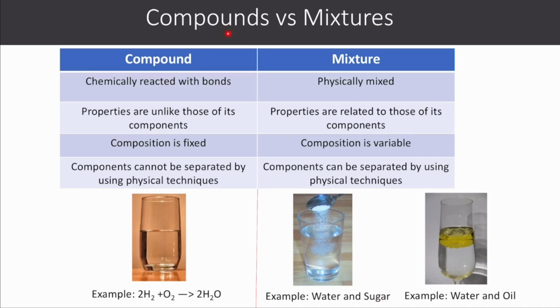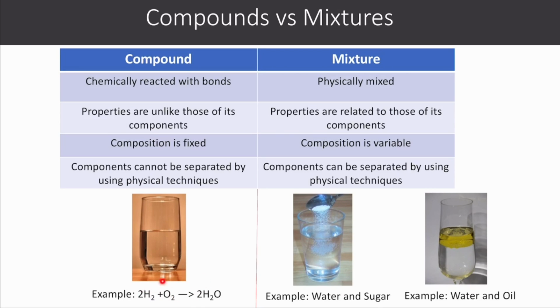Let's talk about the difference between compounds and mixtures. Compounds are a homogeneous form of matter whose composition of elements and products are fixed. For example, we have water, which looks homogeneous, and to generate water you need 2 moles of hydrogen and 1 mole of oxygen for every 2 moles of water.